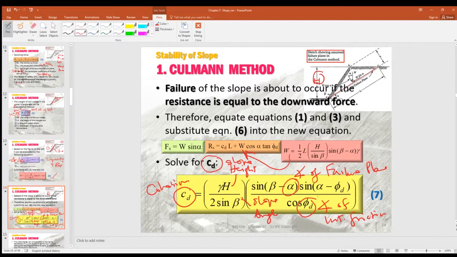Let me recap. Given the design cohesion and design angle of internal friction, and also the unit weight of the soil mass, if you know the slope angle, you should know the relationship between the slope height and the failure plane. So that is the meaning of this formula.